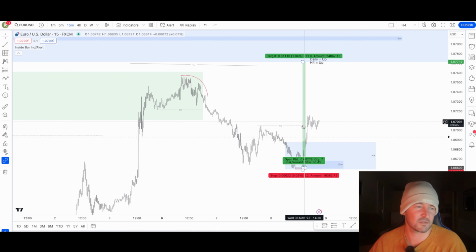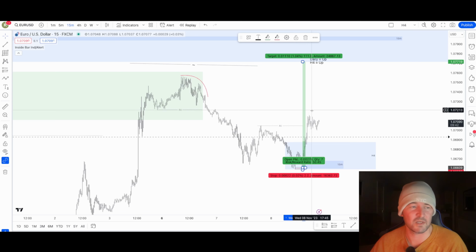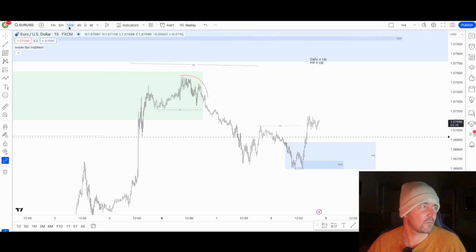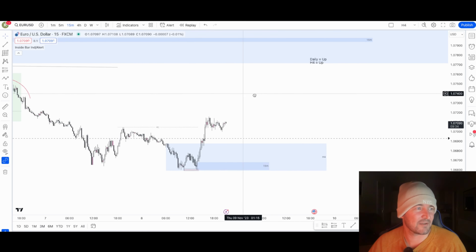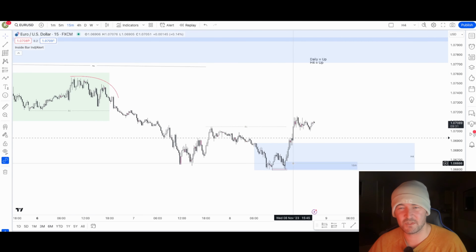Don't expect it to, because it's a 50R trade. It might not work, but if it does, proof. Okay, superb. Well, the 15-minute, just coming back to that really quickly, we've got one down here, which is okay.